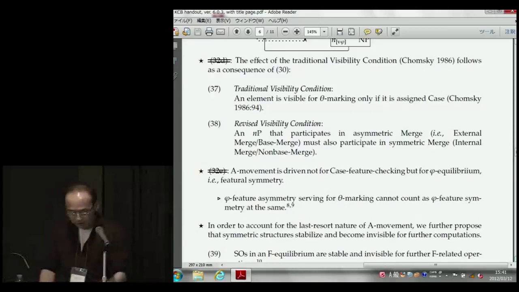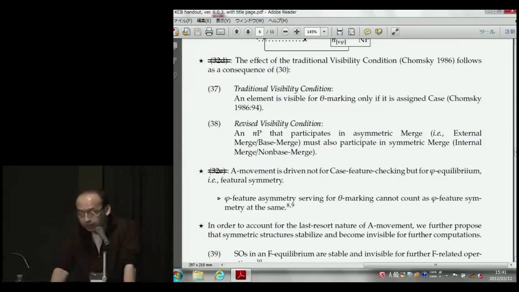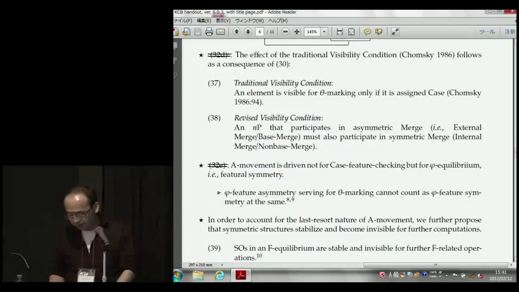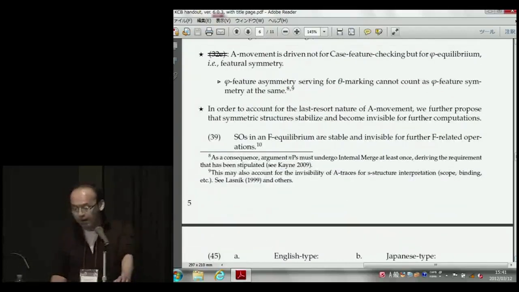Revised visibility condition 38. An NP that participates in asymmetric merge, that is external base merge, must also participate in symmetric merge, internal merge, non-base merge. While 38 follows straightforwardly from the idea that linguistic computation is driven for symmetry. Thus, we don't really need any ad hoc stipulation to account for the effect of the visibility condition here. Furthermore, we propose that A movement is driven not for case feature checking, but for phi feature symmetry. Thus, the notion of abstract case as a trigger for A movement also becomes unnecessary in our analysis.